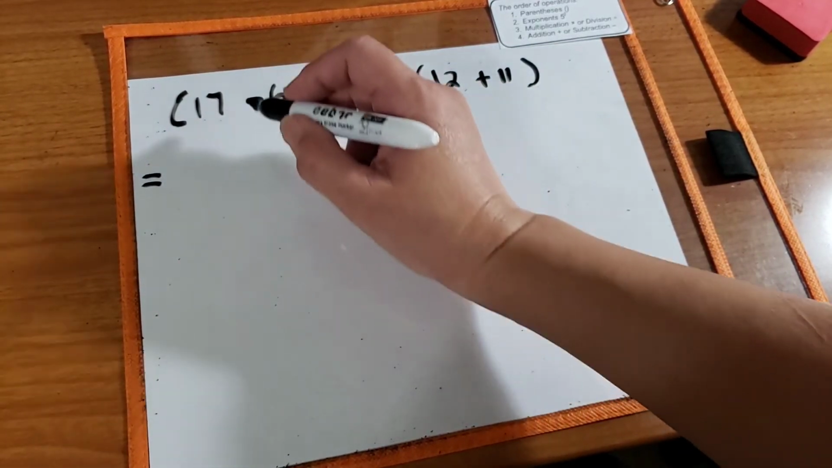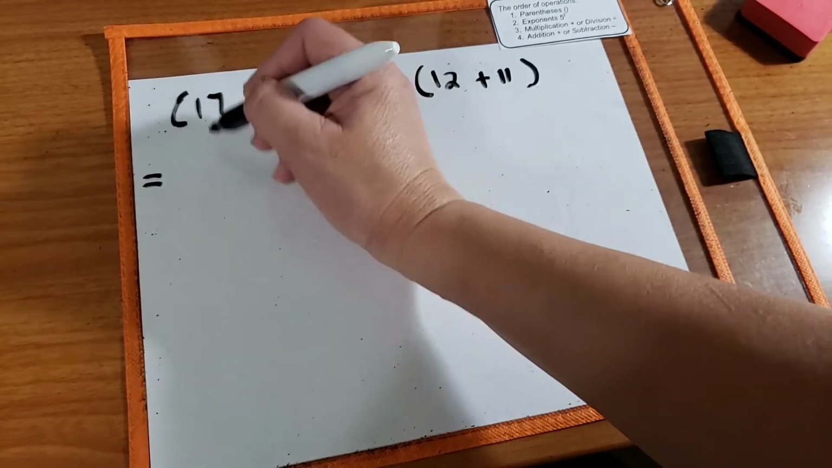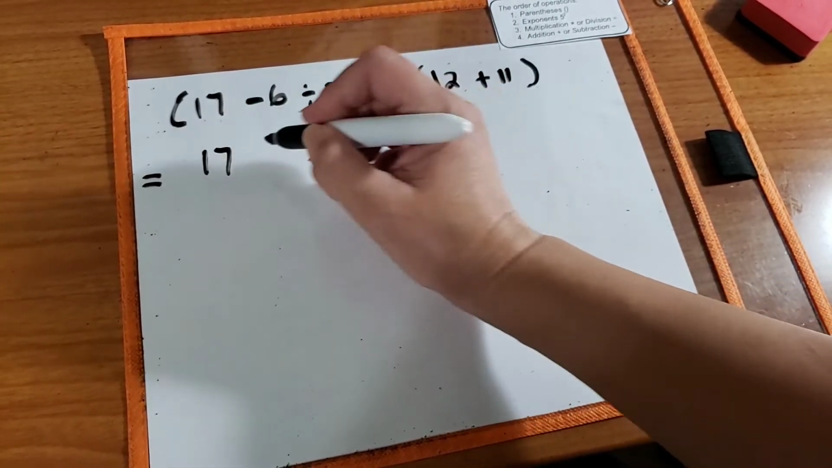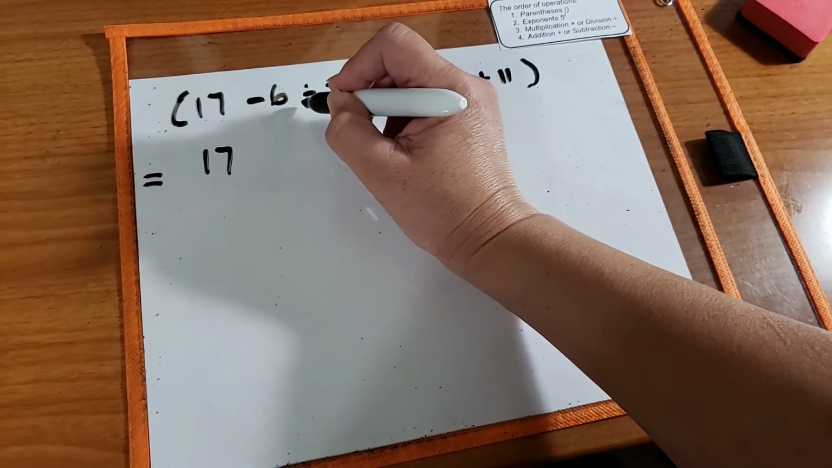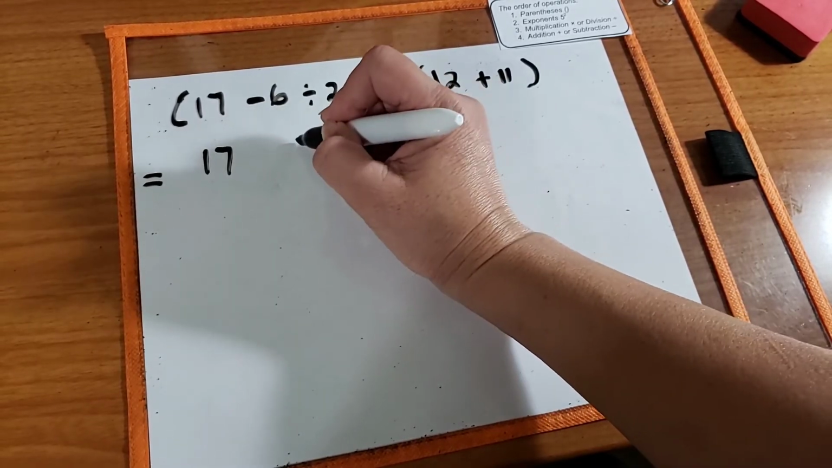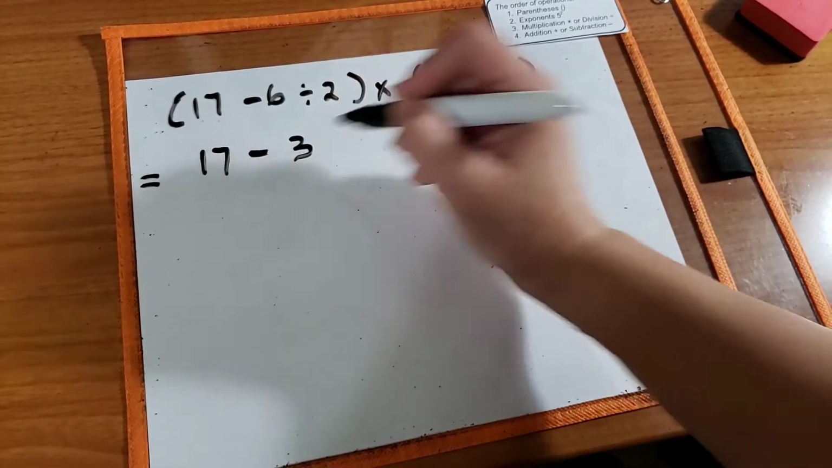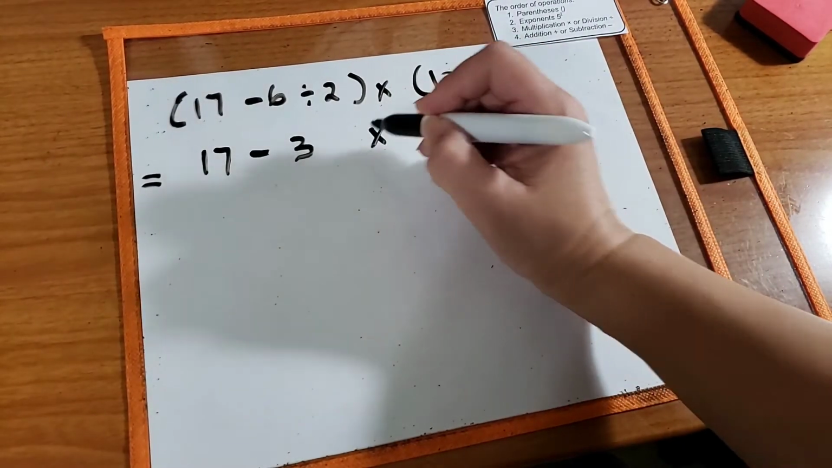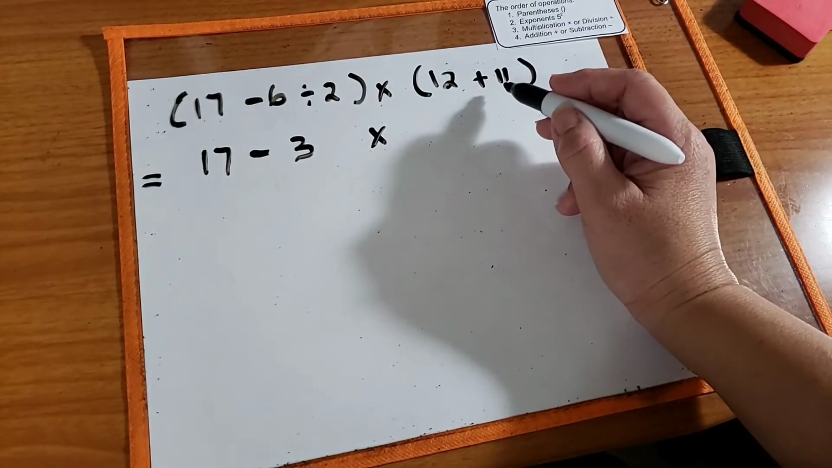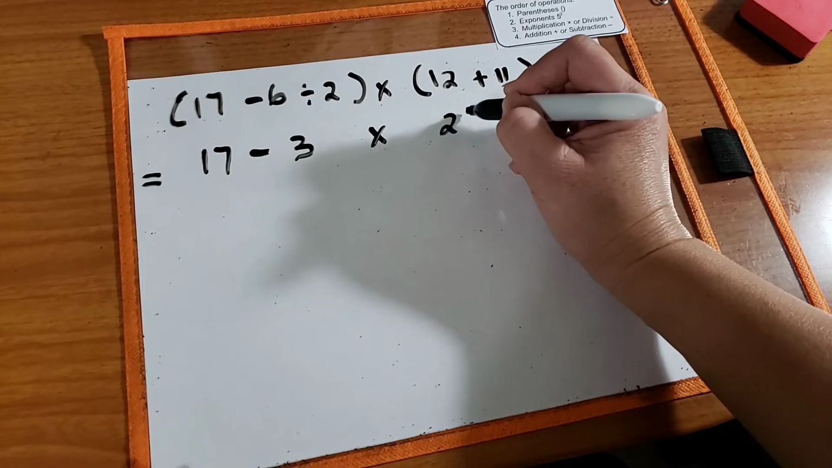So I'm going to have 17 here. I'm going to put it down here, just run it down, it doesn't do anything. 6 divided by 2 is going to give me 3. The minus sign here, see how that goes? And I multiply here. And 12 plus 11 is going to give me 23.